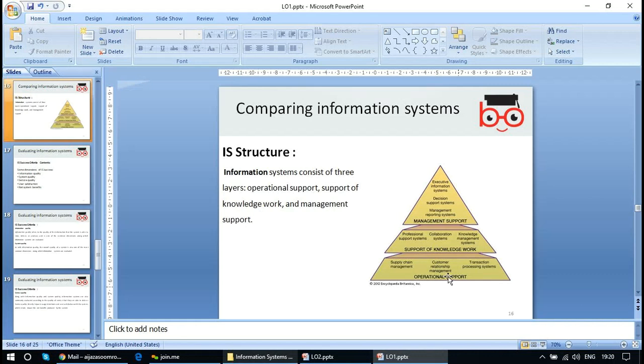There would be some operational things like customer relationship, transaction processing at the basic level, and supply chain management. Then support of knowledge is at the professional support system level: collaboration, knowledge management. However, managerial support lies at management reporting systems, decision support systems, and executive information systems.